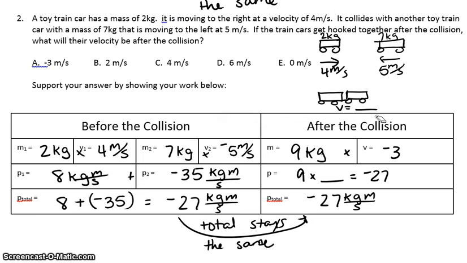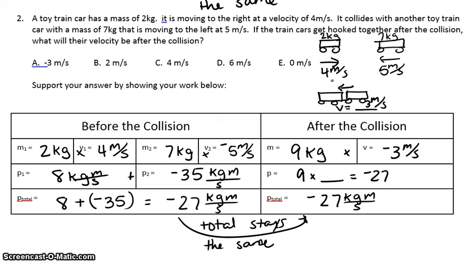Negative 3 meters per second. So after they collide, they're moving at 3 meters per second, combined now to the left. So those train cars are going to collide and now move in the left direction.